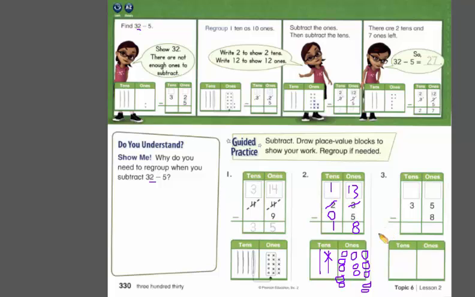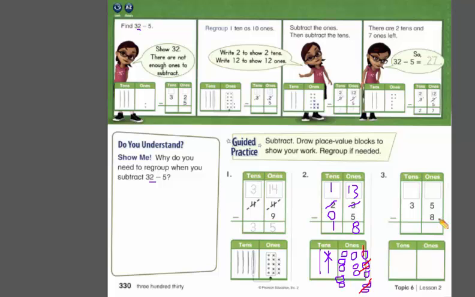Now, can I subtract 5? Yes, you can subtract 5. Just cross out 1, 2, 3, 4, 5. How many ones are left? 1, 2, 3, 4, 5, 6, 7, 8. So I have 8 in the ones. And how many are left in the tens? 1 in the tens.